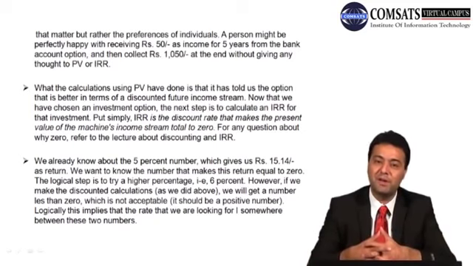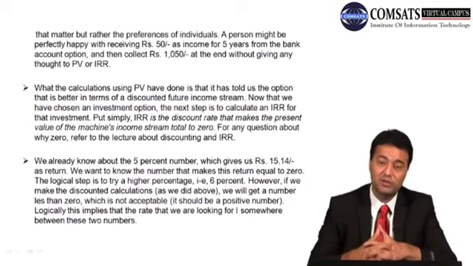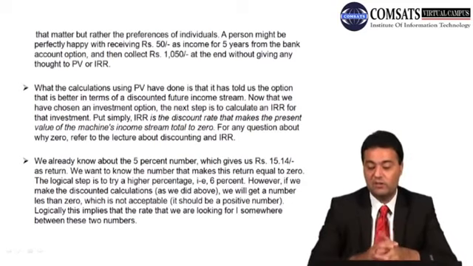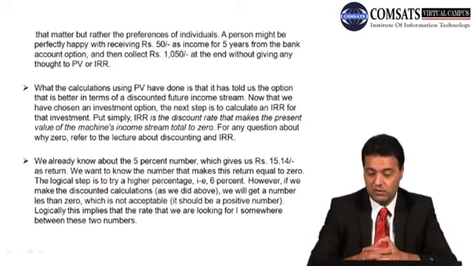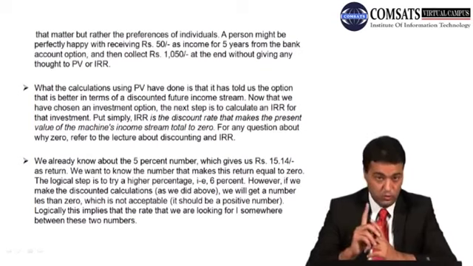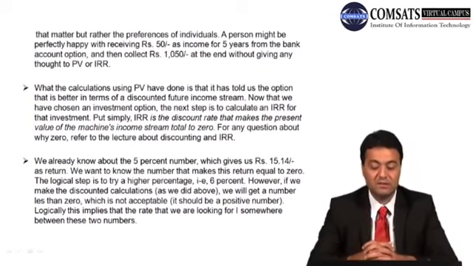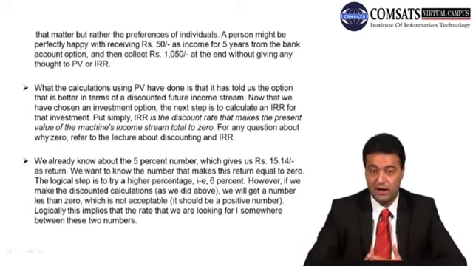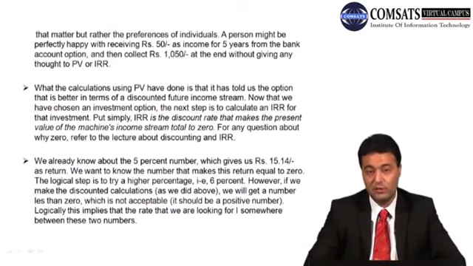Go back to the lecture; I have explained it there, and it is explained in the notes as well. You need to get a hold of these things. You should understand this. For any question about why zero, refer to the lecture about discounting and IRR. We already know about the 5% number, which gives us rupees 15.14 as a return. We want to know the number that makes this return equal to zero. Again, why would we want this return equal to zero? Go back to the lecture, and try to make sense of it.